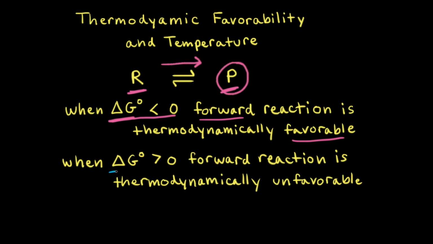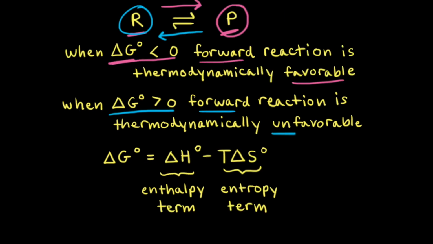And when delta G naught is greater than 0, the forward reaction is thermodynamically unfavorable. That means that the reverse reaction is favorable, and the net reaction would go to the left to make more of the reactants. One way to calculate delta G naught is to use the following equation.